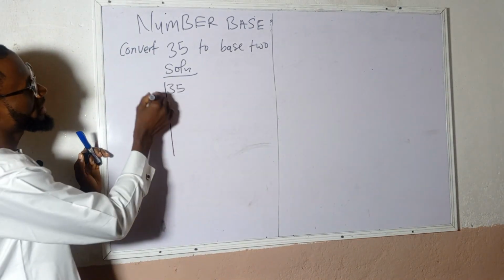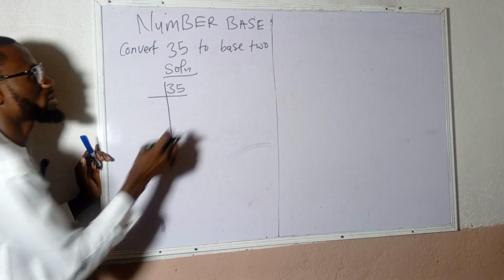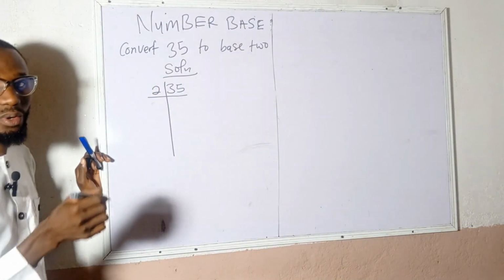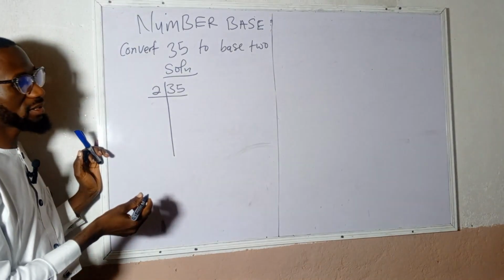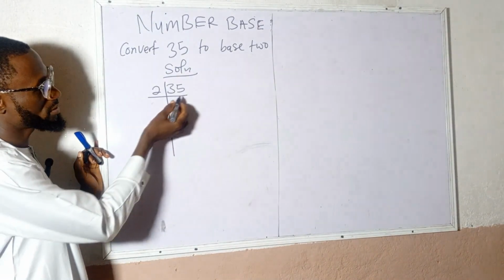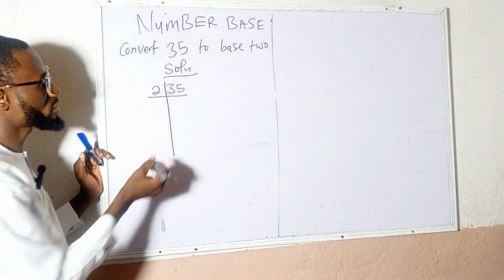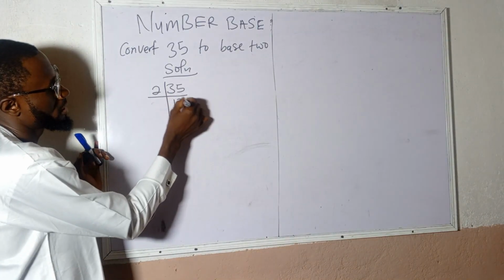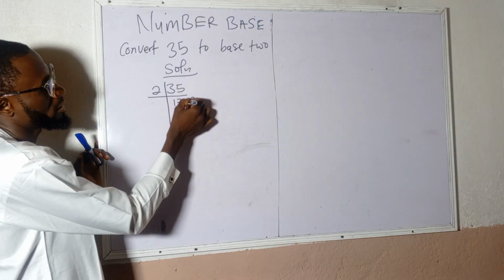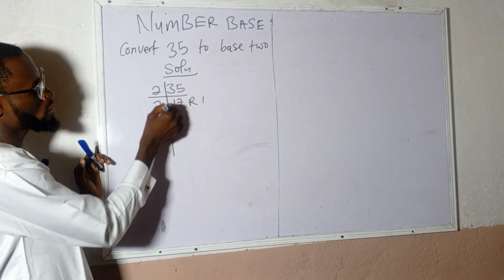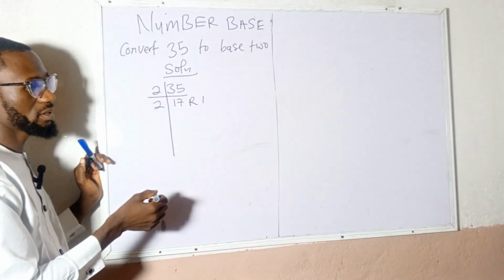You can keep dividing the 35 by 2, because the base is 2. Then you can keep dividing. We have 35 divided by 2. 35 divided by 2 is equal to 17 remainder 1.